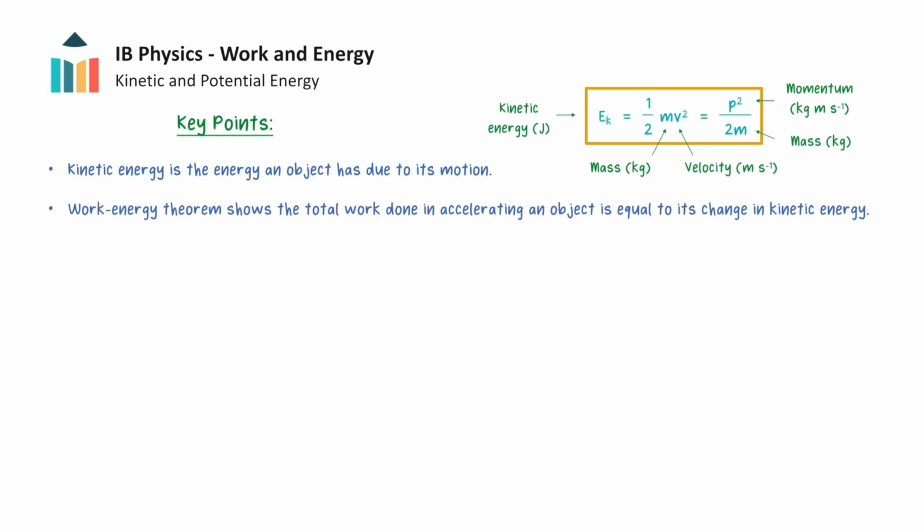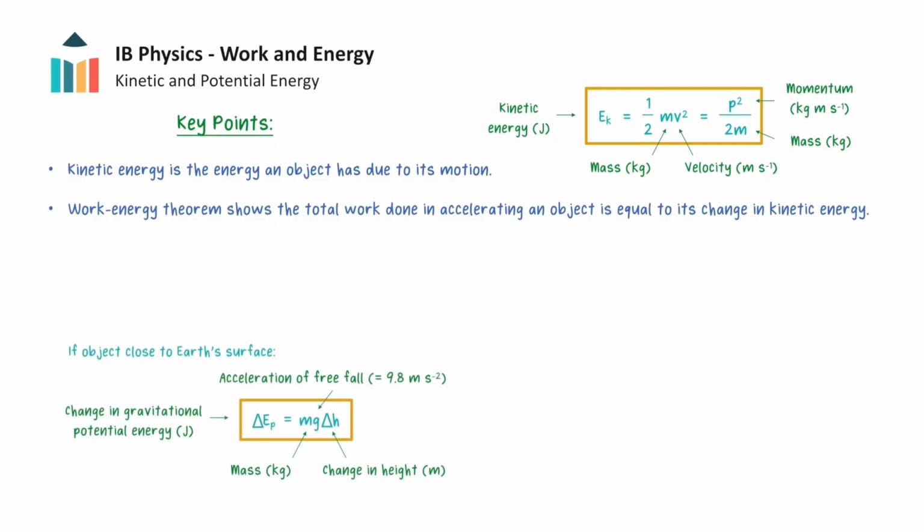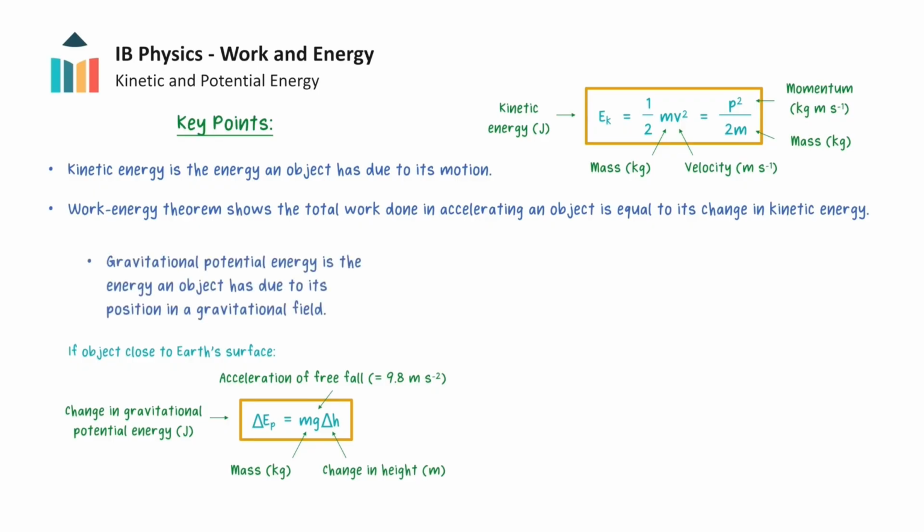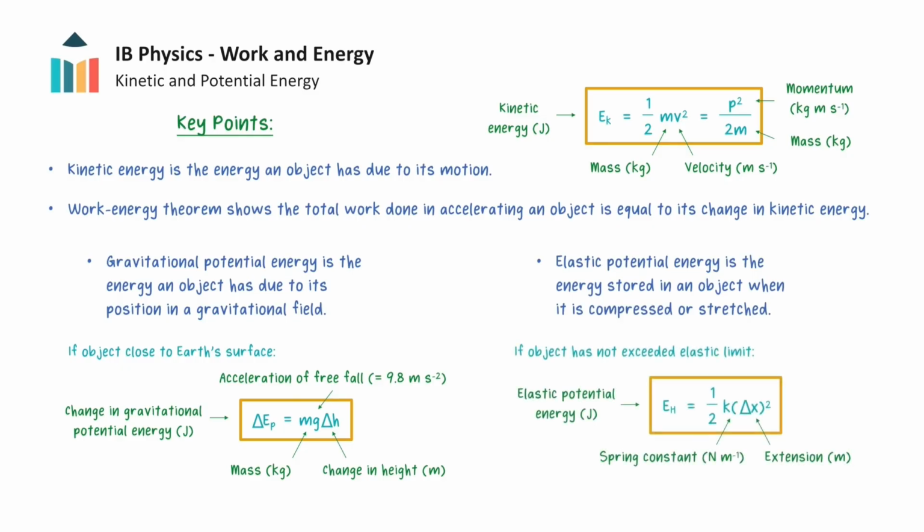When an object is close to the surface of the Earth, we saw that the gravitational potential energy of an object can be calculated as follows, and this is the energy stored in an object due to its position in a gravitational field. Finally, we saw that elastic potential energy is the energy stored in an elastic object such as a spring when it is compressed or stretched, provided that the object has not exceeded the elastic limit.